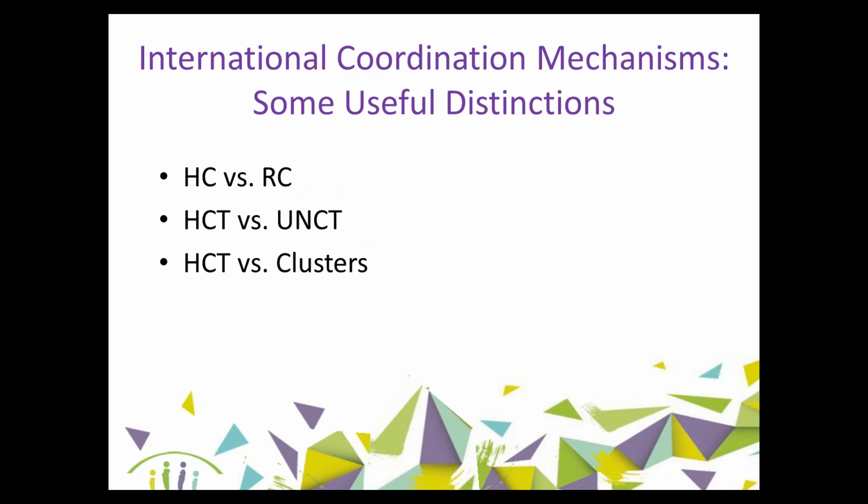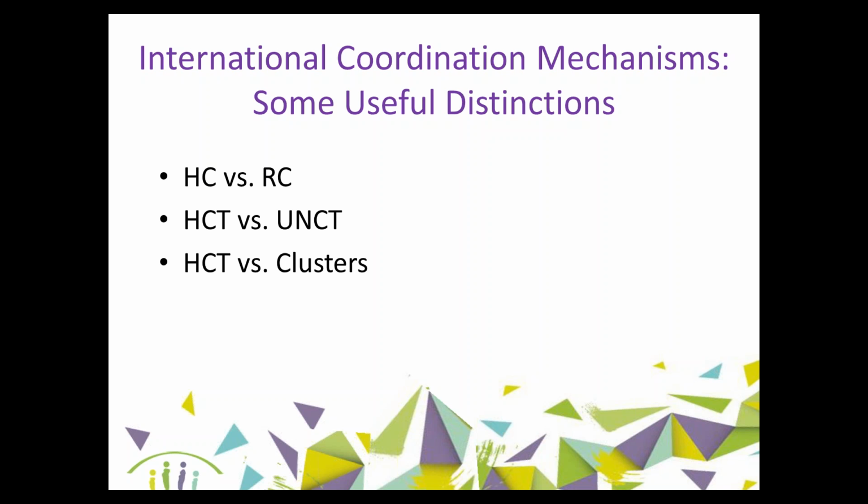Now let's look at some of the useful distinctions, I think, that we often get in training. The difference between a HC and an RC. The HC supports coordination of humanitarian operations among international actors, UN and non-UN. The RC supports coordination of development operations among UN actors only.